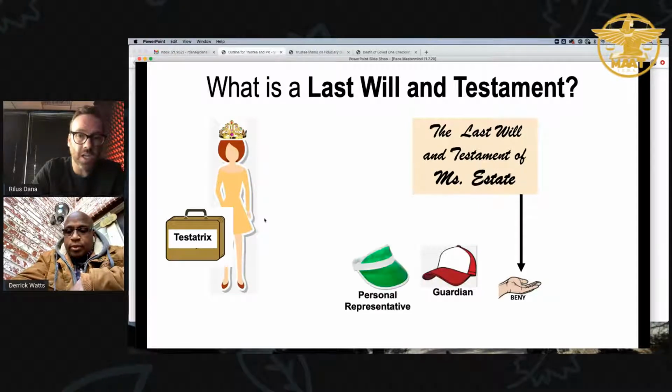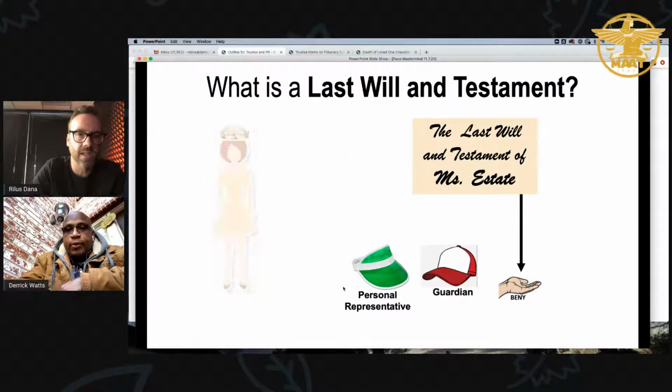So a will is a document made by a person called a testator, or testatrix if a female. They designate the beneficiaries of their estate, who gets the stuff, guardians if they have minor kids, and the personal representative. That's what we call it in Arizona and California. The personal representative is who has authority to act for the estate.